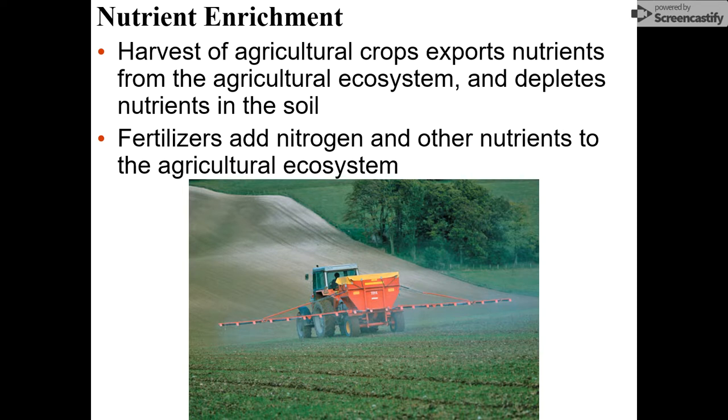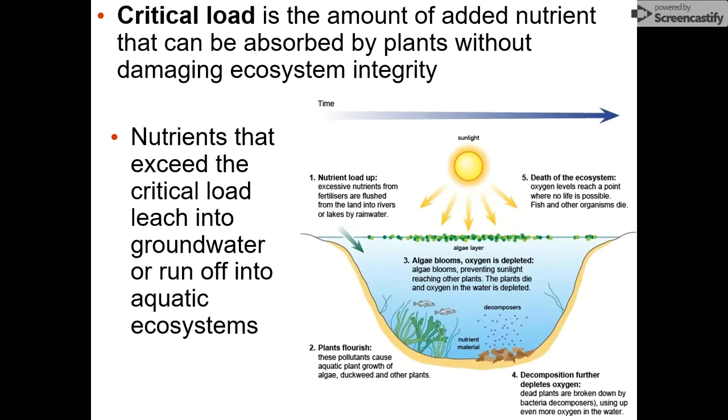Fertilizer at the other end: nitrogen and phosphorus and other nutrients are added into the soil. And those are often from fossil fuels, which are dug up in one part of the world, transported to a processing facility, and then transported to a farm and spread on the farm to add nutrients to the soil. Critical load is an idea that you should understand. It's the amount of added nutrient that can be absorbed by plants without damaging the ecosystem integrity.